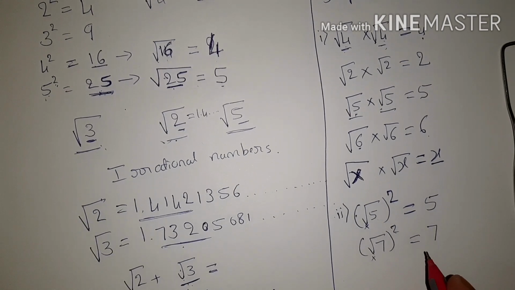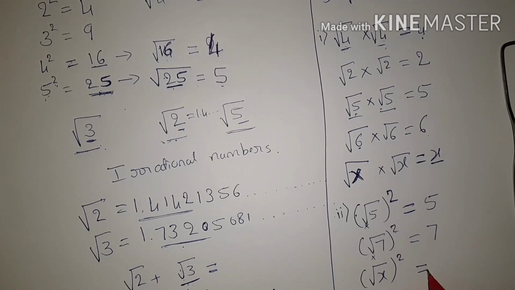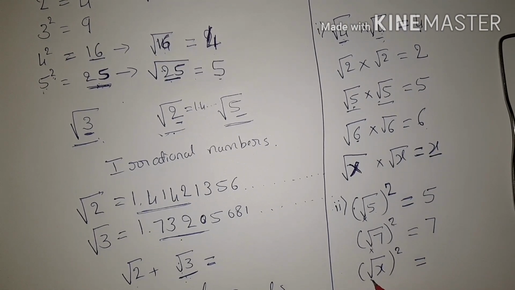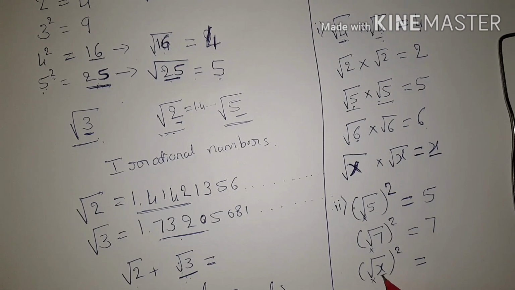In general, what can be done? Square root of x the square can be written by removing the square root. What is left out here? Only the inside number. What is that? x. These are the things we should remember very well.